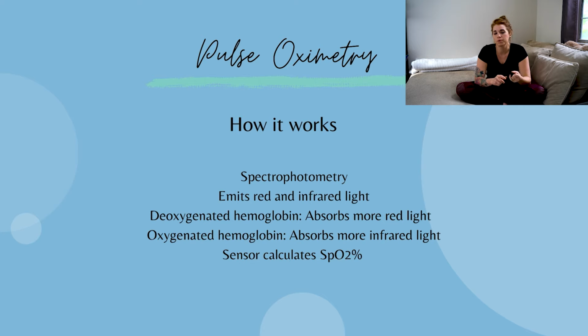Deoxygenated blood absorbs more red light and allows more infrared light to pass through the tissue, whereas oxygenated blood absorbs more infrared light and allows more red light to pass through. So then there's a sensor on the other side of the pulse oximeter that calculates the amount of light that has passed through, uses an algorithm to convert this into a percentage, and so we have our pulse ox reading.